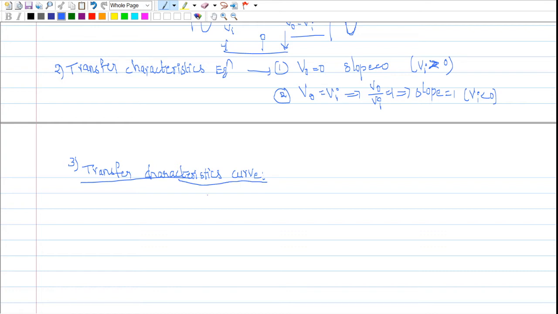Now draw the transfer characteristic curve between input voltage and output voltage. The first transfer characteristic equation is V naught is equal to 0 volts, slope 0, when Vi is less than 0 volts. Less than 0 volts is nothing but the left half of the graph. Negative voltages, Vi less than 0, is nothing but negative voltage. For the negative voltage, the slope is 0.